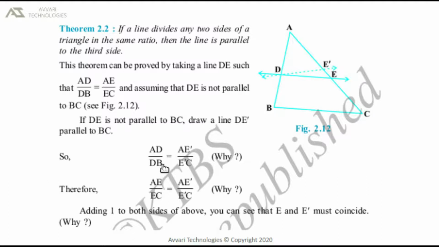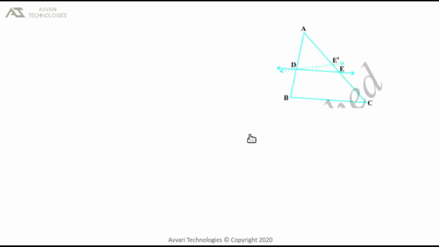Here, can you notice a strange thing? We know that AD divided by DB is equal to AE divided by EC. We will replace the right hand side of this equation here. So AD divided by DB becomes AE divided by EC. Now let us see the triangle again. This is the previous equation which we arrived at in the previous slide.